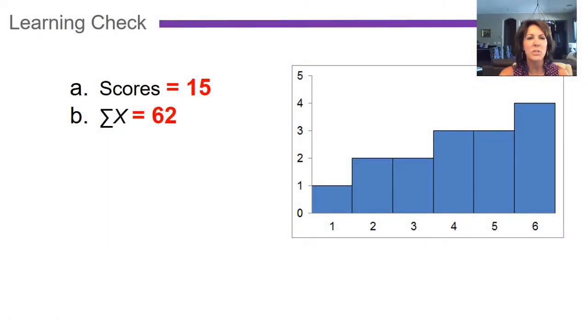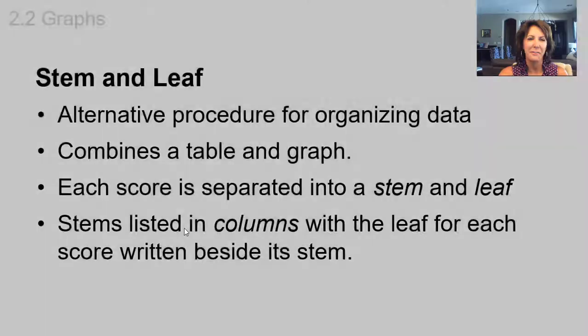The number of scores is 15. I'll do a quick check: 1, 2, 3, 4, 5, 6, 7, 8, 9, 10, 11, 12, 13, 14, 15. Yes, 15 scores. The sum of scores is 62, and I would get that by adding 1 score of 1 plus 2 times 2 is 4, 1 plus 4 plus 3 times 2 is 6, and so on. So that's how you add up the scores all together.